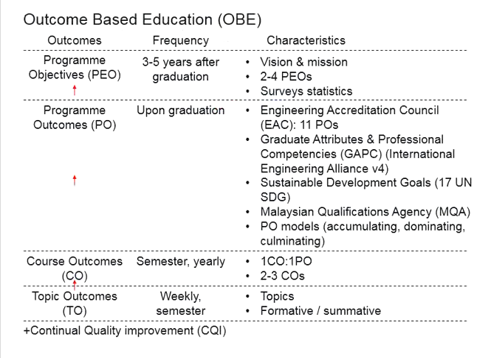You know that the program objective is closely related to the visions and missions of the higher learning institutions. It refers to the program meeting the needs of the stakeholders. The assessment and evaluation of the program objectives normally refers to 3 to 5 years after graduation of the students. A program typically will have 2 to 4 program objectives.